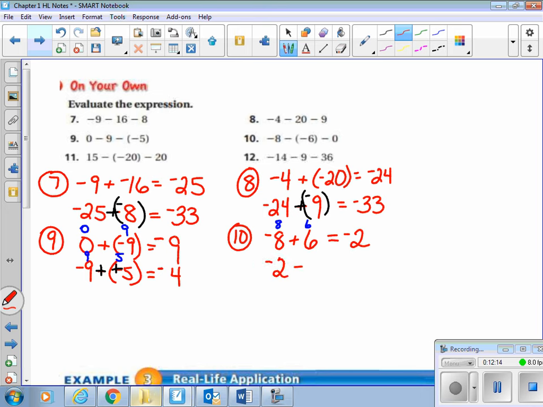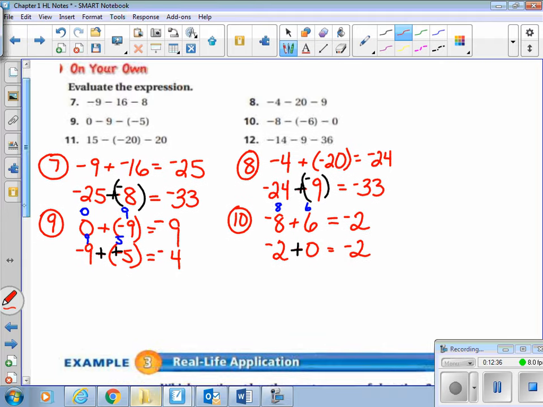Negative 2 minus 0. Keep change opposite would be negative 2 plus 0. 0 doesn't have an opposite, so we can just say 0. And anything that you add 0 to remains the same. So negative 2 plus 0 is really just negative 2.